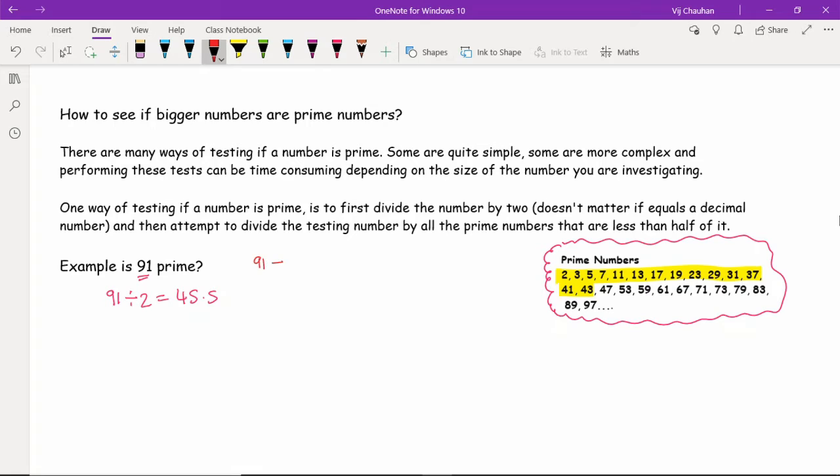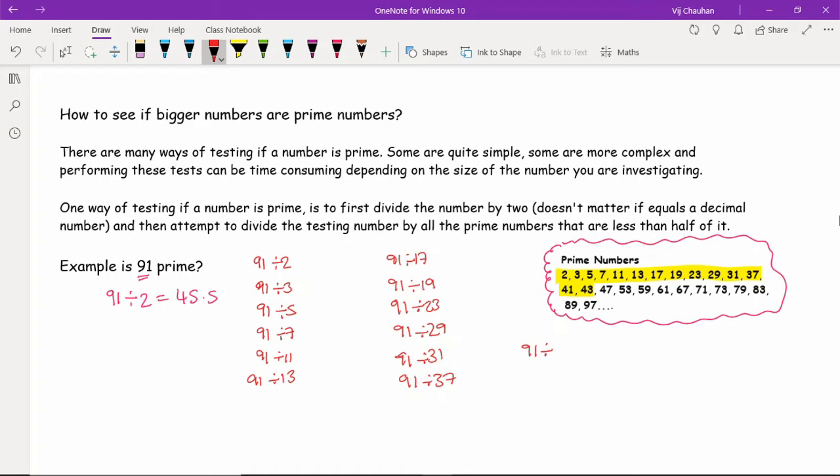So we've got 91 divided by 2, 91 divided by 3, 91 divided by 5, 91 divided by 7, 91 divided by 11, 91 divided by 13, 91 divided by 17, 91 divided by 19, 91 divided by 23, 91 divided by 29, 91 divided by 31, 91 divided by 37, 91 divided by 41, 91 divided by 43.